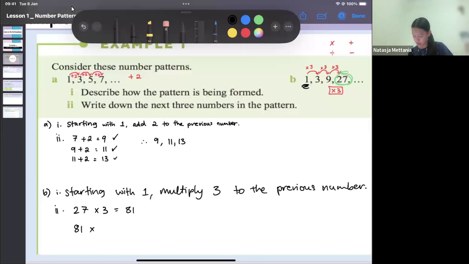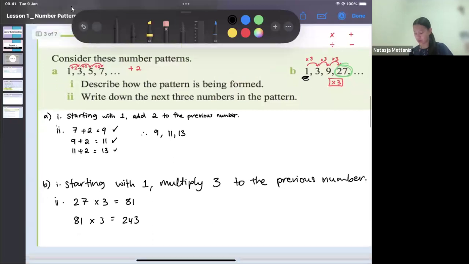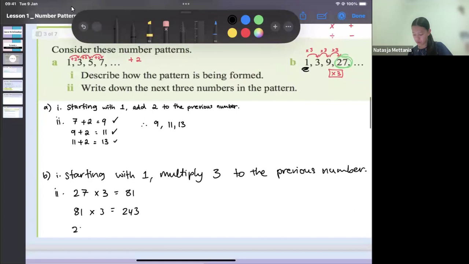And I'm going to do 81 times 3. That gives me 243 in the calculator. And I'm going to use 243 times it by 3. You can see it's getting really, really big. And that should give me 729. Yes. So these are my next 3 numbers: 81, 243, 729.